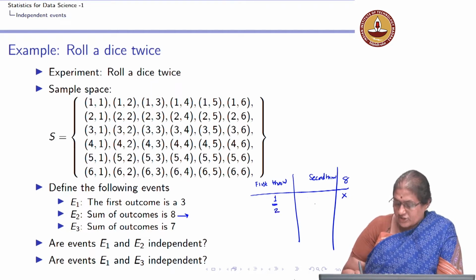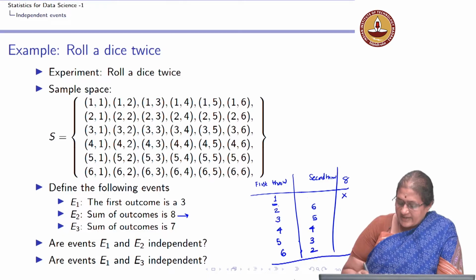If the first throw is a 2, I need a 6; 3, 5; 4, 4; 5, 3; and 6, 2. In a sense, to get a sum of 8, I need the first throw to be either 2, 3, 4, 5 or 6.